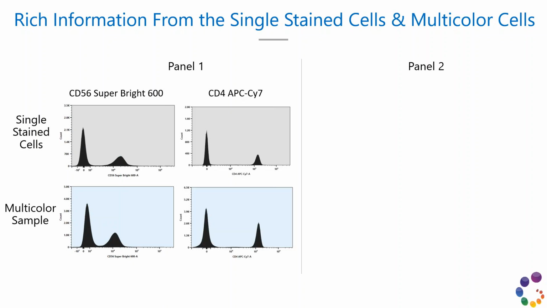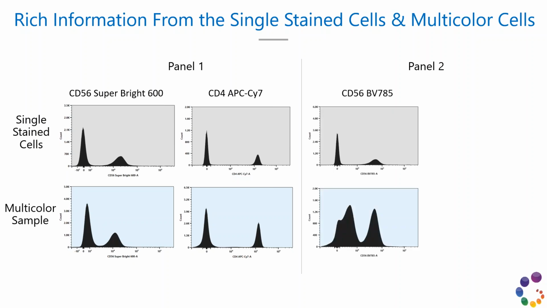Another example from panel 1 is the CD4 APC Cy7. If I do a similar comparison, again between the negatives, there's a slight broadening in the multicolor sample of that negative population when compared back to the single stain cells. But if I look at the separation of my negative and positive and where my positive peaks are appearing, those both look really great. That's a really great example of how everything is preserved from the single stain into the multicolor setting.